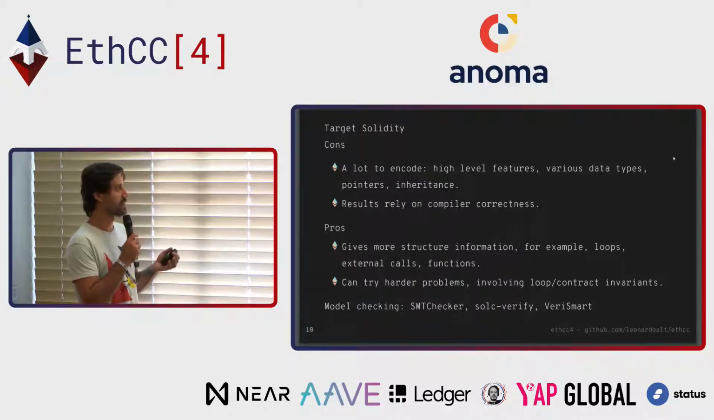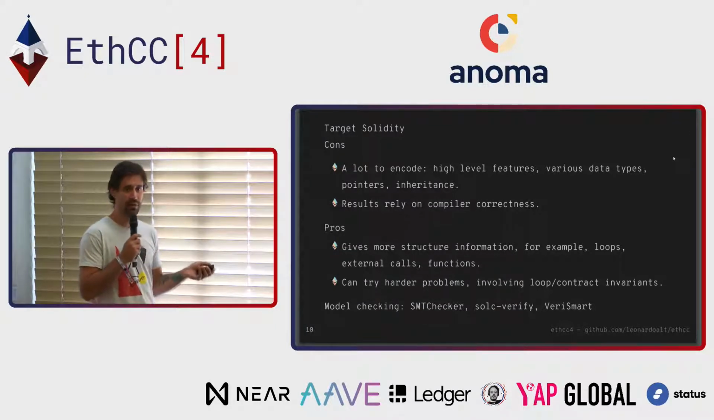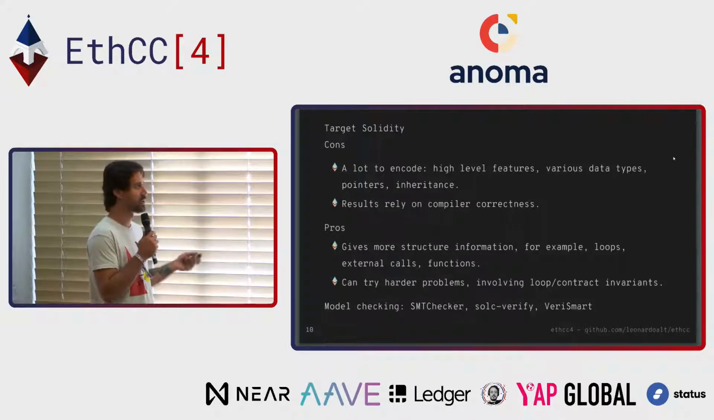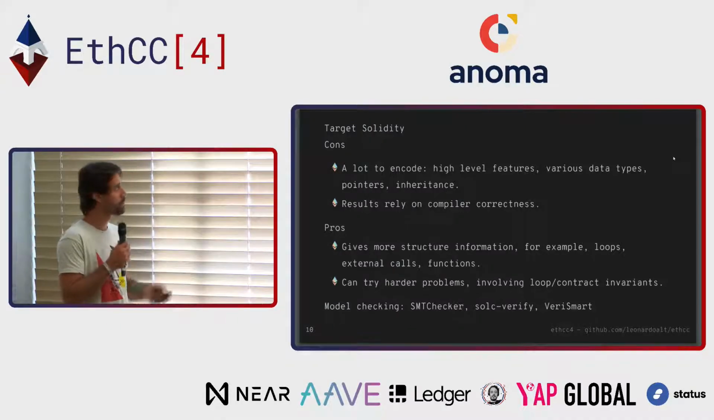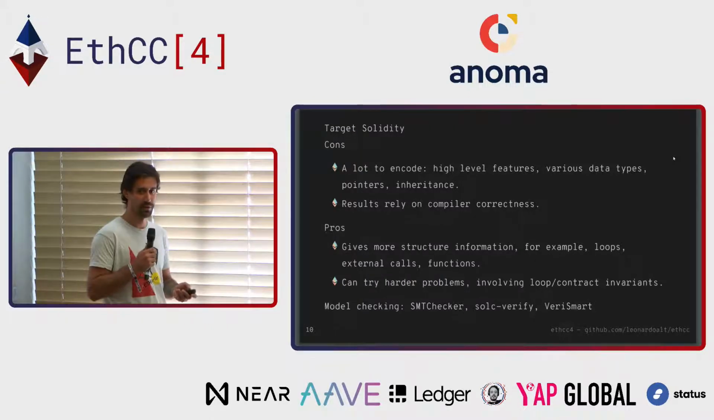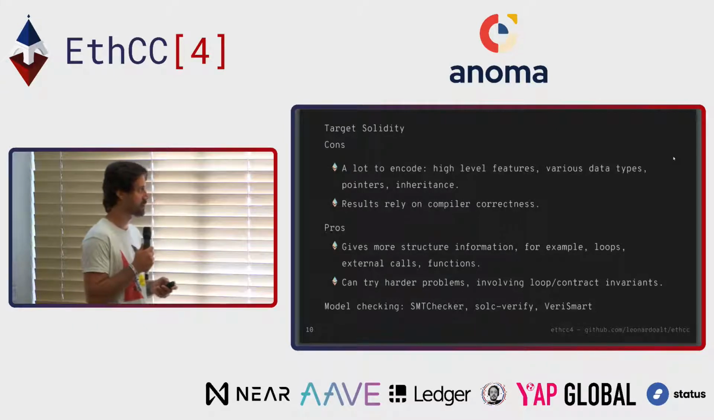Some things against the approach of targeting Solidity is, first of all, you have to rely on compiler correctness. So everything you're proving at high level, not exactly on the bytecode you're deploying. So you still have to rely on the compiler being bug-free. And there's a lot to encode. High-level features, there's various data types, pointers, inheritance. There's just all sorts of really complicated stuff that's hard to encode when generating the formal model of the contract.